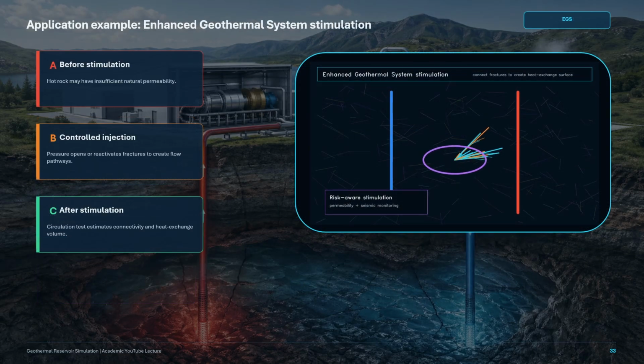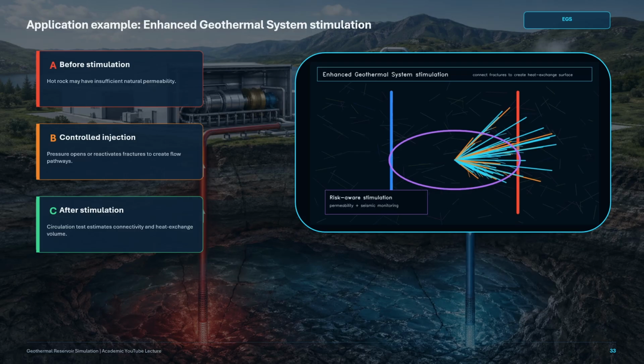In enhanced geothermal systems, the rock is hot, but natural permeability may be insufficient. Controlled injection is used to create or reopen fractures and establish a connected flow network. This is promising, but it requires careful design. Too little stimulation gives poor circulation. Too much pressure may increase seismic risk.